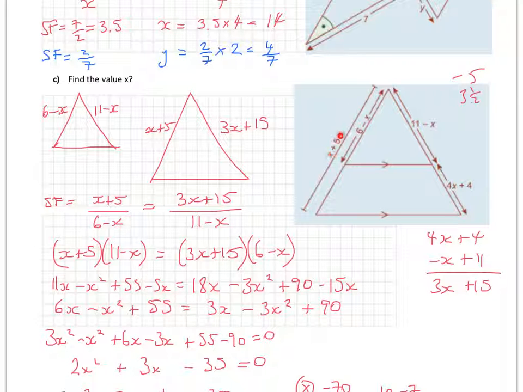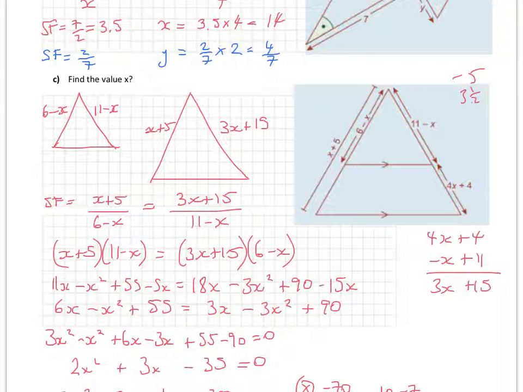So x plus 5 is 8.5. 6 minus x is going to be 6 minus 3.5, which is 2.5. We're going to have here a length here of 11 minus 3.5. That's going to be 7.5. And then this length here is going to be 4 lots of 3.5, which is 14 plus 4, which is 18. It doesn't totally seem like it's to scale, but that's the question anyway.